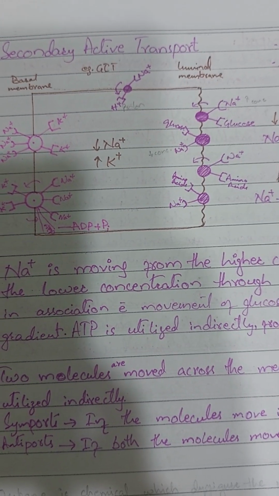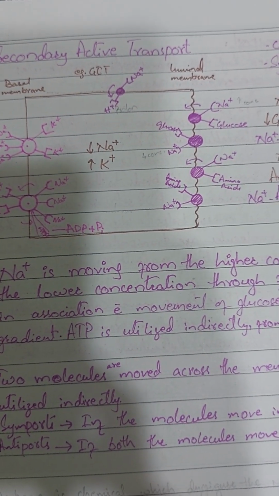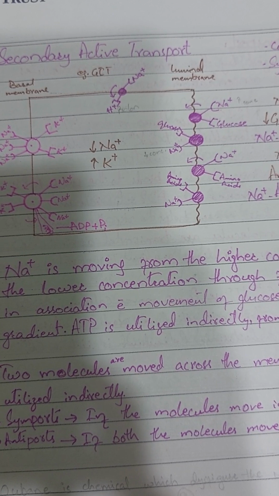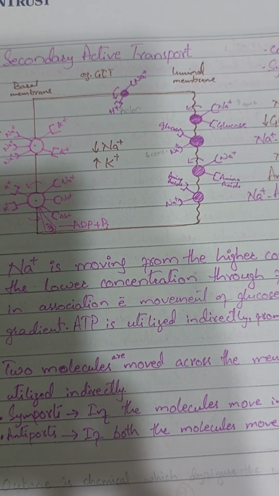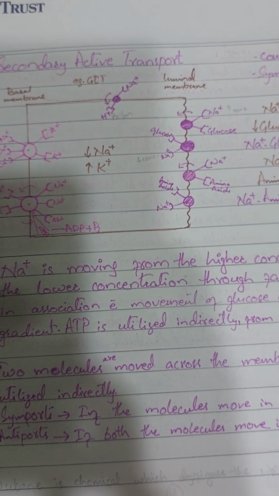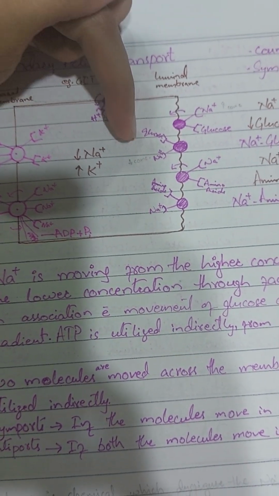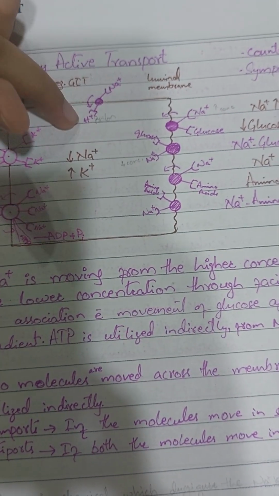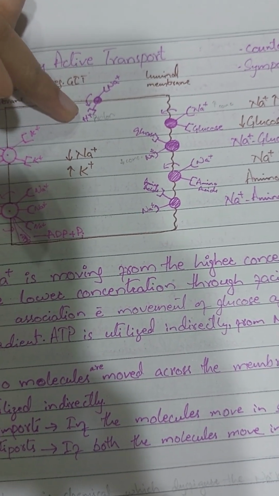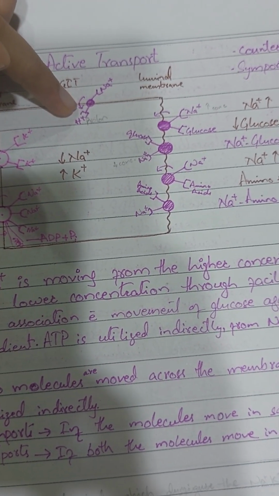Secondary active transport is a transport when molecules move across the membrane and energy is utilized indirectly. When the molecules move in the same direction, it is known as symport or cotransport. But if the molecules move in opposite directions, it is known as antiport or counter-transport.